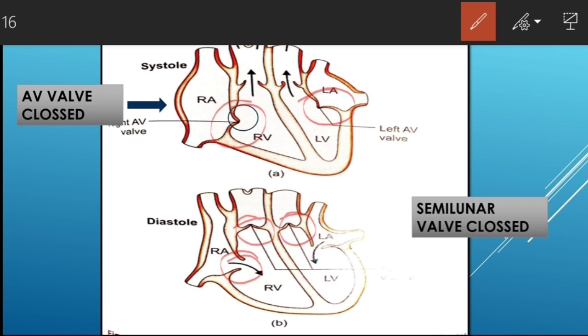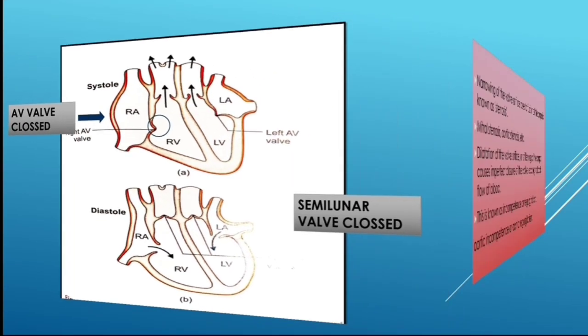Narrowing of the valve is called stenosis. It is due to fusion of the cusps. Okay, it may be mitral stenosis or aortic stenosis. And dilation of the valve orifice or stiffening of the cusps causes imperfect closure of the valve, leading to backflow of blood. This is known as incompetency or regurgitation. So it may be aortic incompetency or aortic regurgitation. This is the part of the valves of the heart.